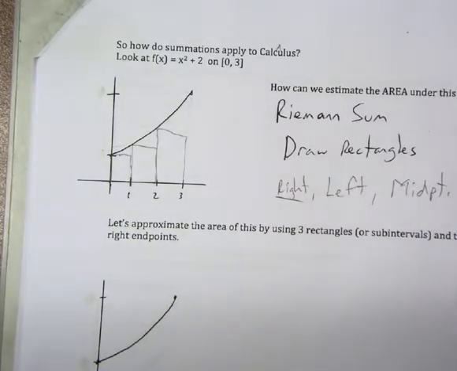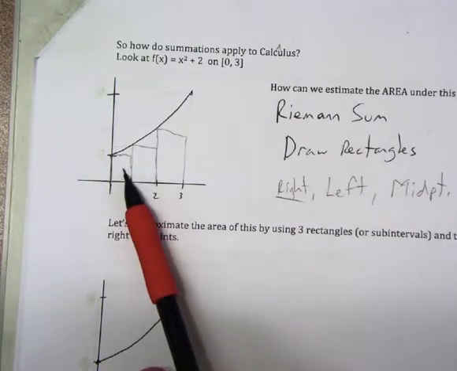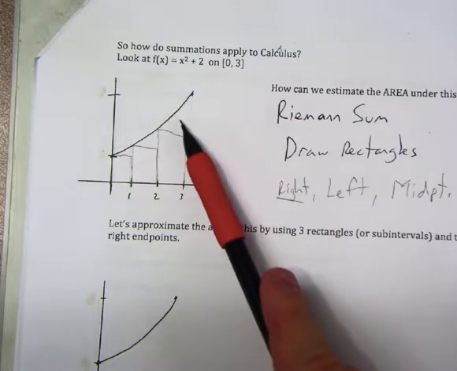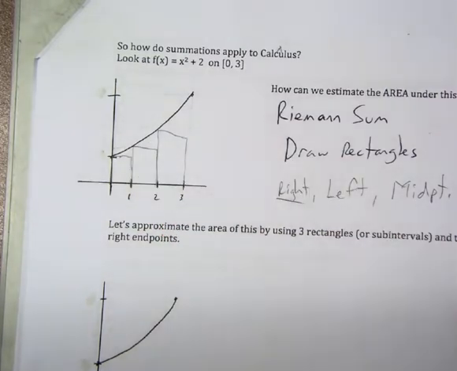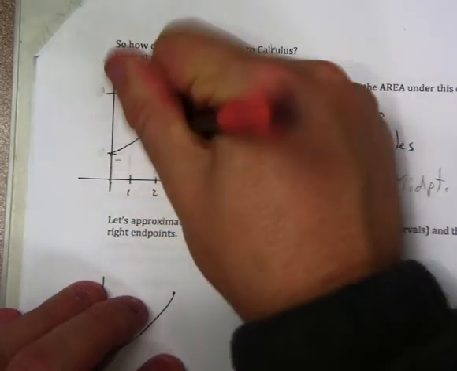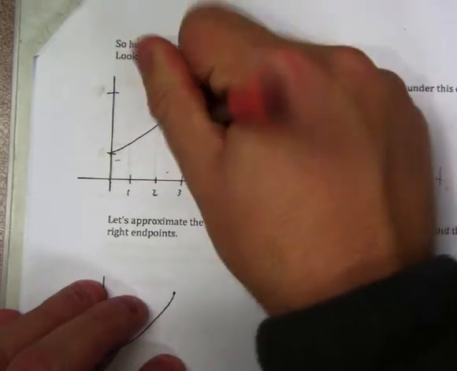So now, if it was a left Riemann sum, I would find the area of these three rectangles, add them up, and say, yeah, that's pretty much the area under that curve. Also a terrible approximation because we're missing all of this space right here. And we'll get into that more. So that would be a left Riemann sum. And then the last one they could ask you to do is a midpoint Riemann sum.